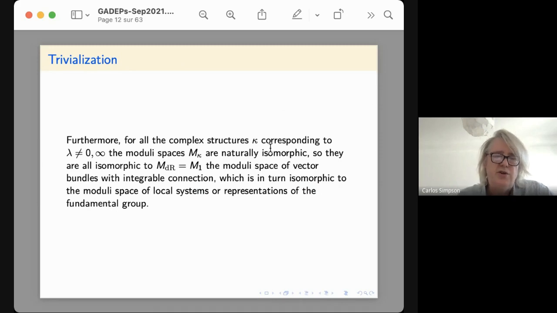Now, in this case, it turns out that all the different complex structures corresponding to points which are different from 0 or infinity, that is to say, the complex structures that are different from plus or minus I, capital I, those moduli spaces are all naturally isomorphic. In fact, there's a C star action on the whole twistor space, and they're all isomorphic to the fiber over 1. Okay, and this is in turn isomorphic to the moduli space of local systems, which is to say representations of the fundamental group.